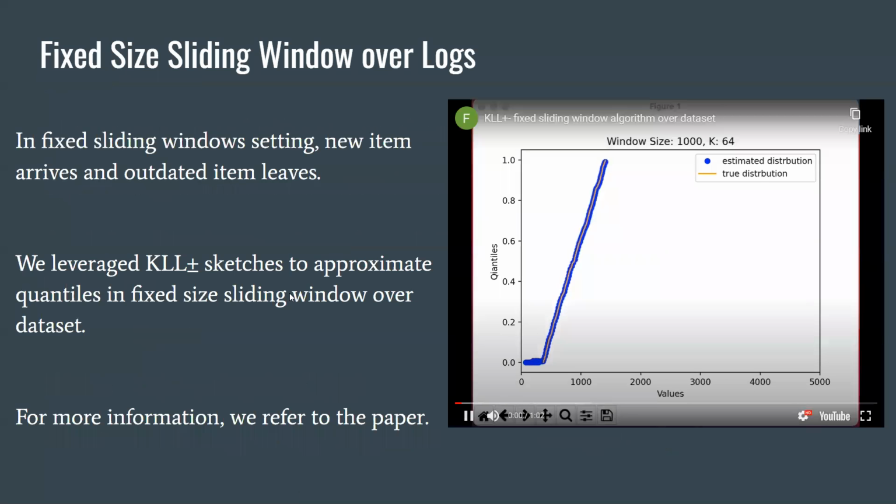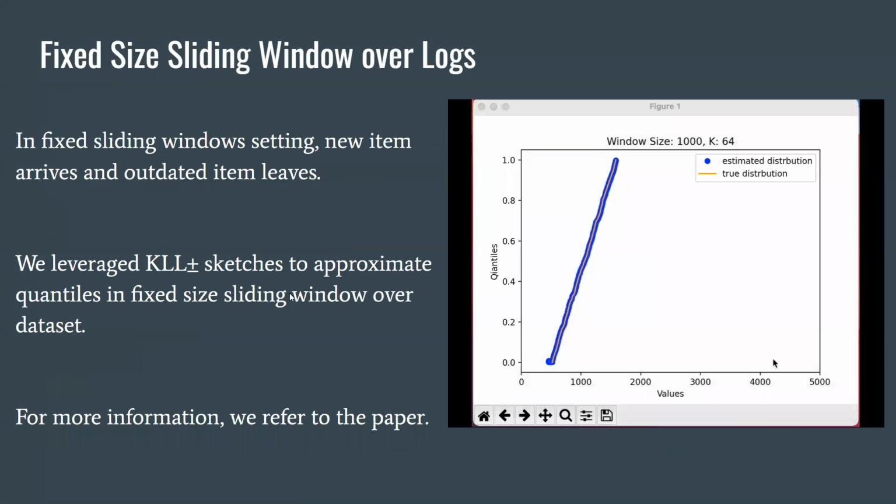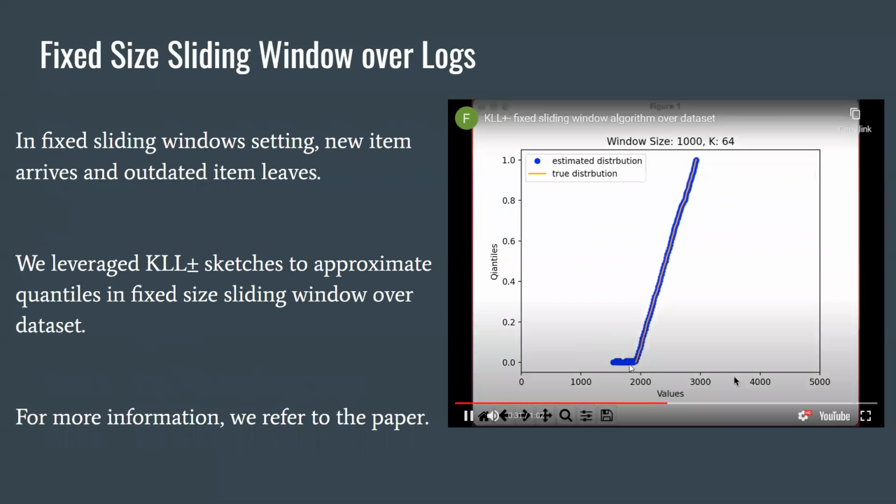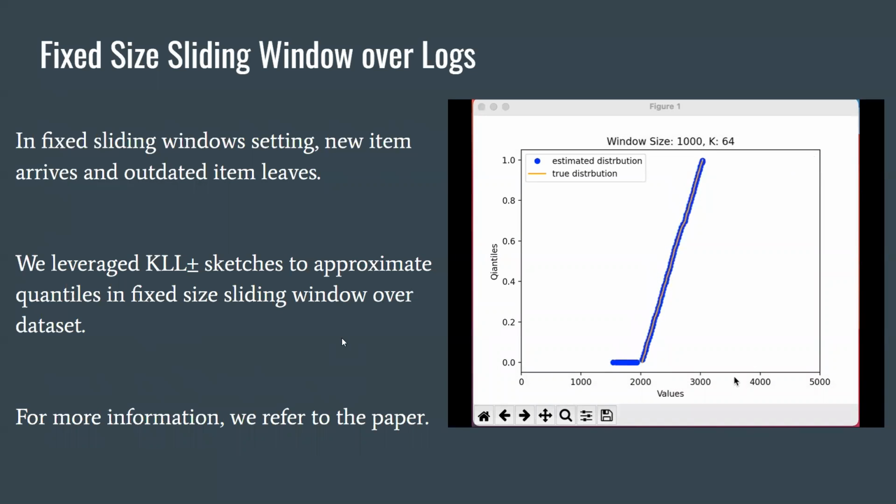We also showcase an algorithm for fixed-size sliding window quantile approximation, where new items are inserted and outdated items are deleted. In this video, the window size is 1000. The input is shuffled random integers from the range 1 to 5000, and the sketch space is 64. The blue dots are approximations, and the yellow line is the true distribution. We can see the approximation is quite accurate. One might be curious about why there are a few blue dots at the very beginning. Those are the traces left behind by deletions. For more details, see the paper.